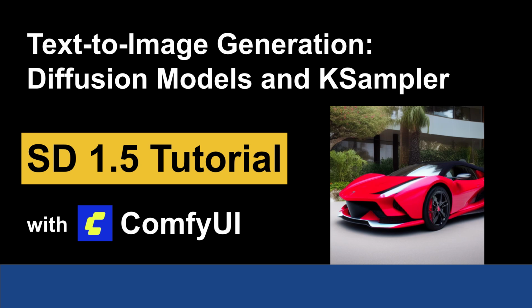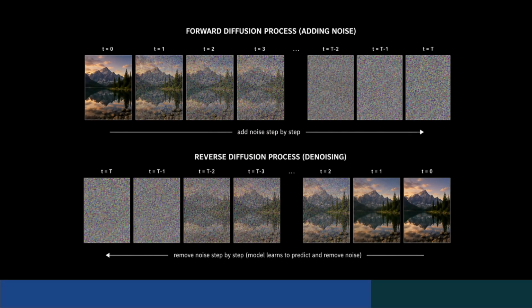Okay, we should already know how to build a basic workflow using Stable Diffusion, but how do diffusion models actually generate images? And what is really being diffused? The core idea behind diffusion models is simple. We take an image and add noise to it, step by step, until it's completely unrecognizable.